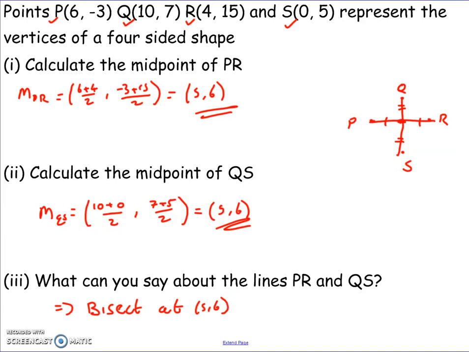Regardless of what shape it makes, whether it makes up some sort of rectangle, some sort of square or a rhombus, they bisect each other at that point. So that's the property I can say about the lines PR and QS. They bisect each other at the point 5, 6.